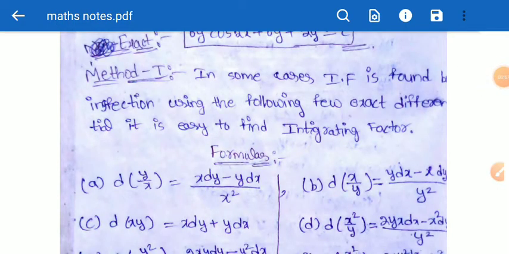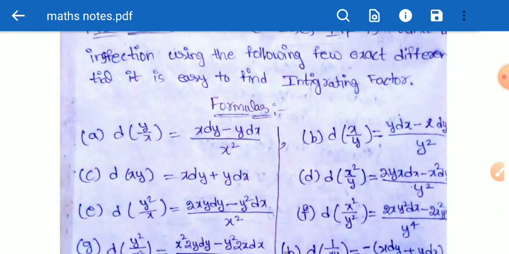First method: in some cases the integrating factor is found by inspection using the following few exact differentials. It is easy to find the integrating factor. Here some formulas are given.